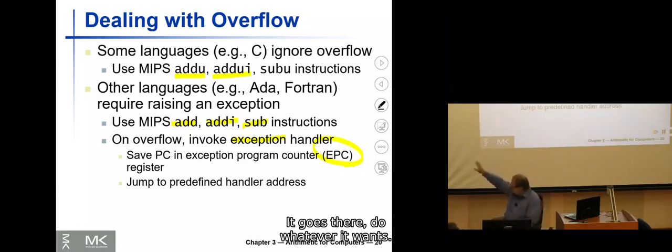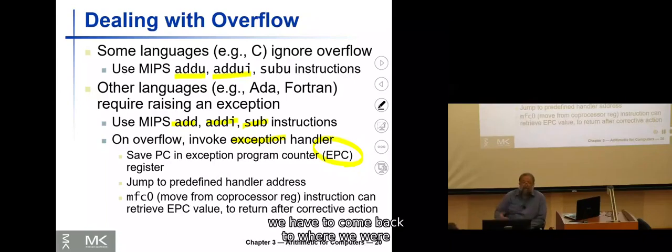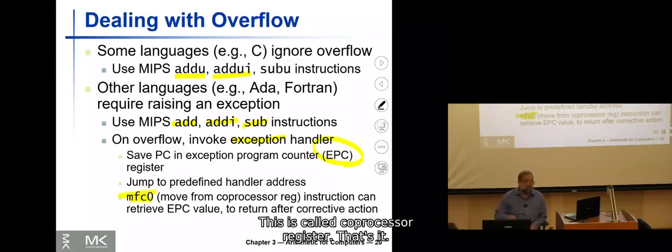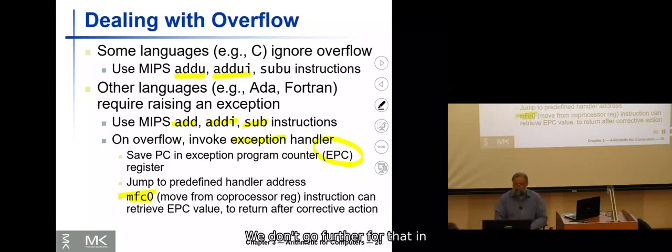It goes there, does whatever it wants, and at the end, we have to come back to where we were when the exception happened. And the instruction for getting EPC is MFC0, move from coprocessor register. This is called a coprocessor register. So that's it. We don't go further for that.